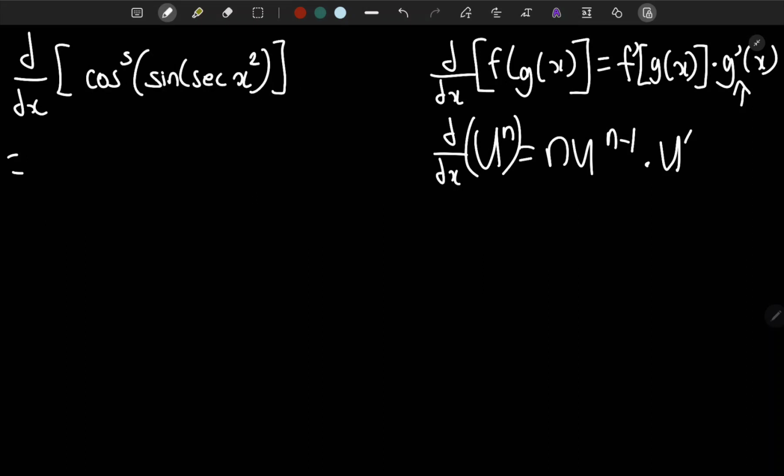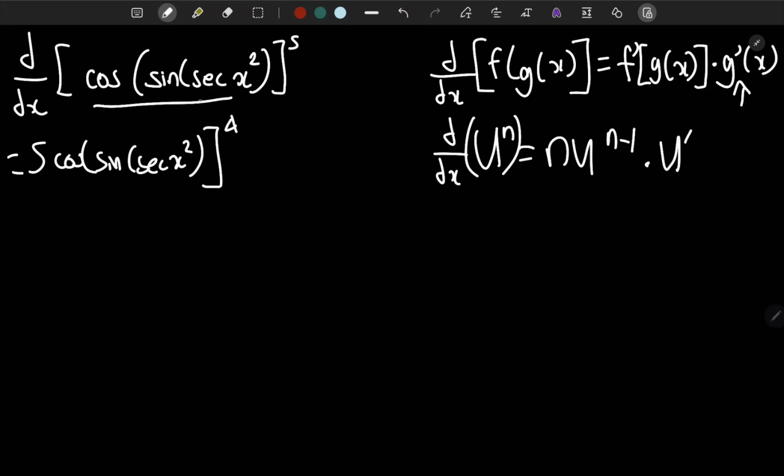So it's a pretty similar example to the last one. So you can pause the video and try to do this yourself. So let's start with the second formula, taking the 5 down and keeping everything the same inside. So cosine sine secant x squared, and this is entirely to the power of 4. And now we move to the inner part.